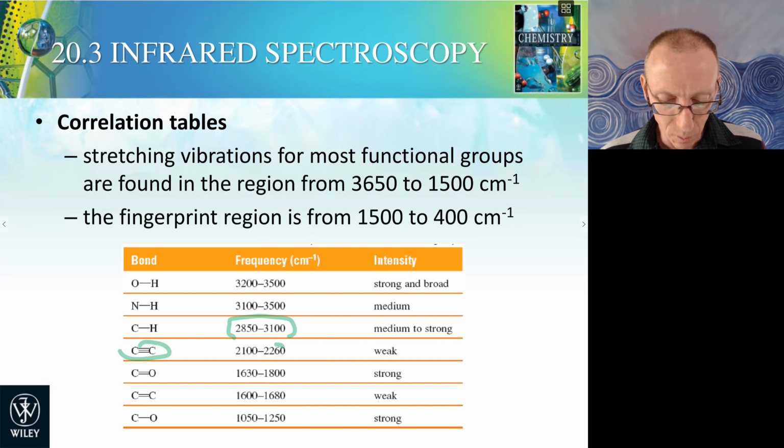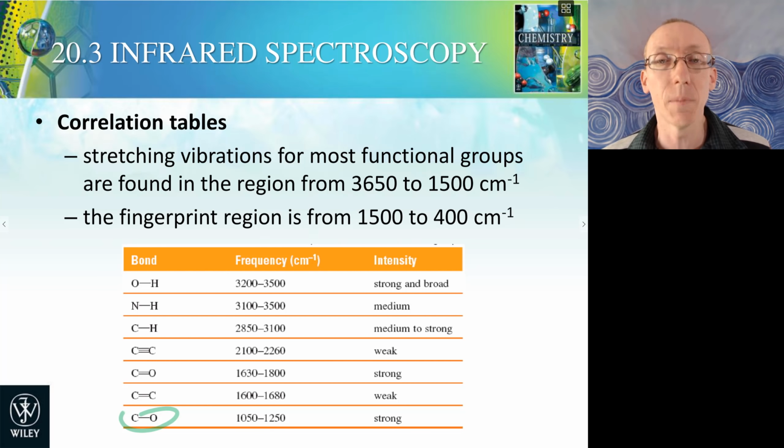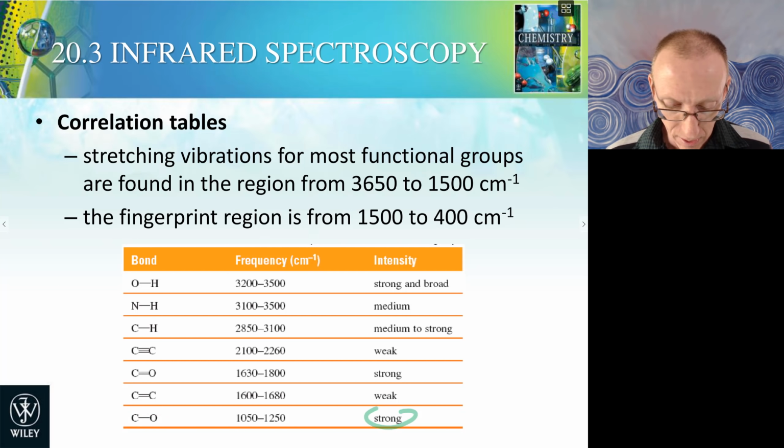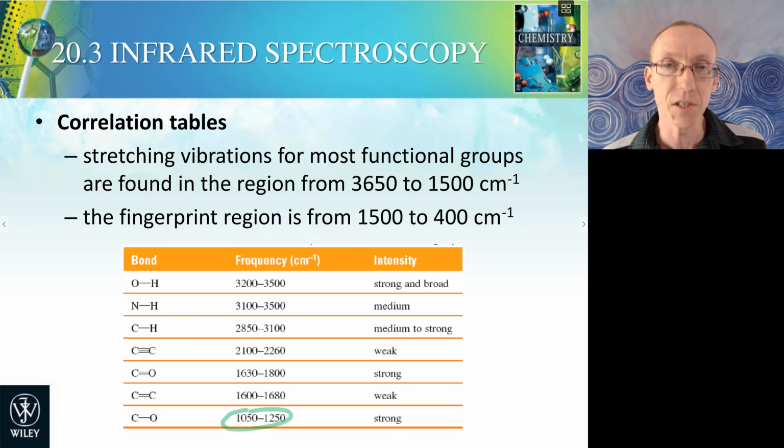Carbon-carbon triple bonds, 2100 to 2260, but they're quite weak. CO double bonds, very strong stretches, 1630 to 1800. CC double bonds, only weak and in a similar region, maybe more towards the 1600 side. And CO single bond stretches, very strong, and they're actually down in that fingerprint region, 1050 to 1250. So maybe there we may be able to see them, but they can be sometimes a bit buried or clustered around other peaks.